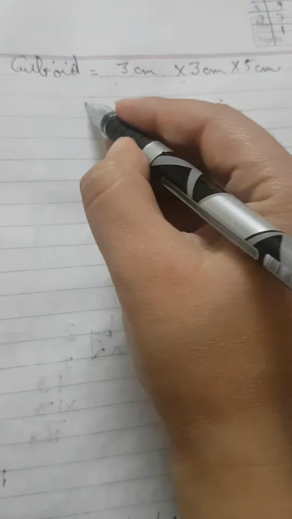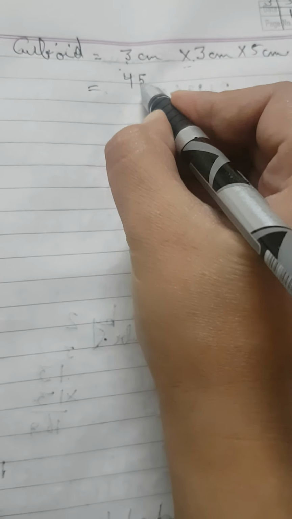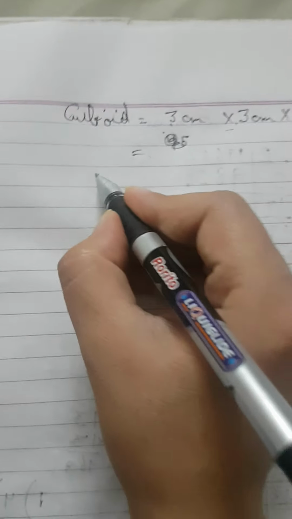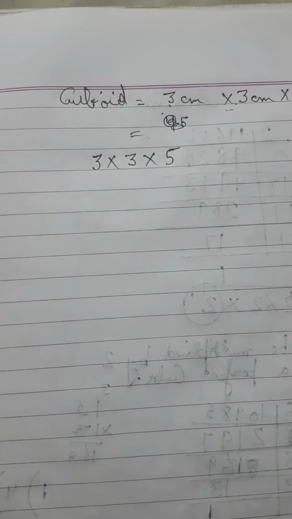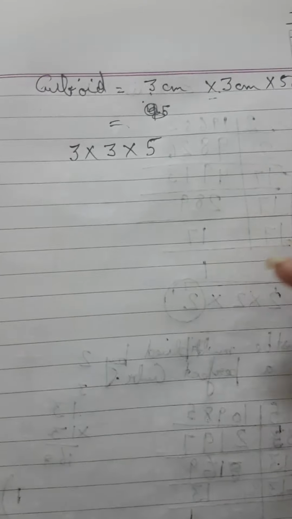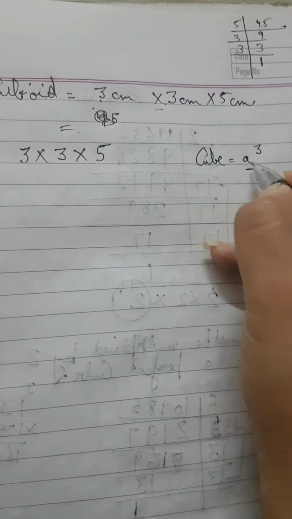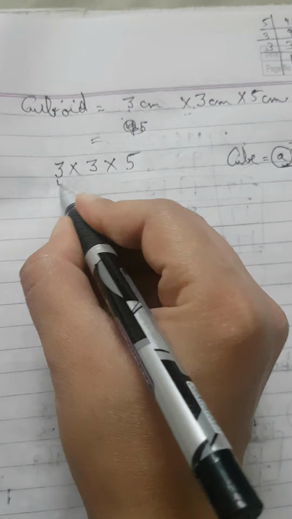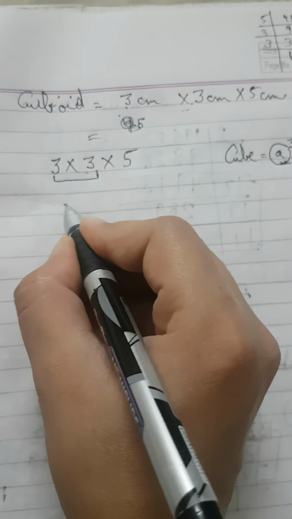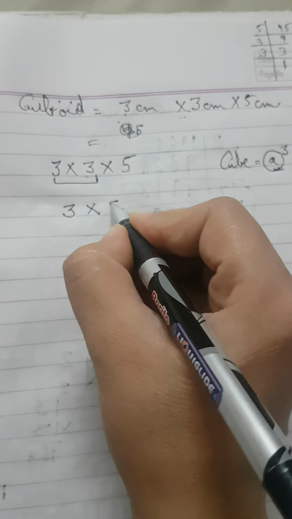If I multiply, 3 3s are 9 and 9 5s are 45, but it's not needed. This is given as 3 into 3 into 5. Now they are asking how many such cuboids will be needed to form a cube. If you look at the general formula of a cube, all the sides should be the same. So to make a pair of 3, 2 are already there, I need one more, and to make a pair of 5, I need 2 more.